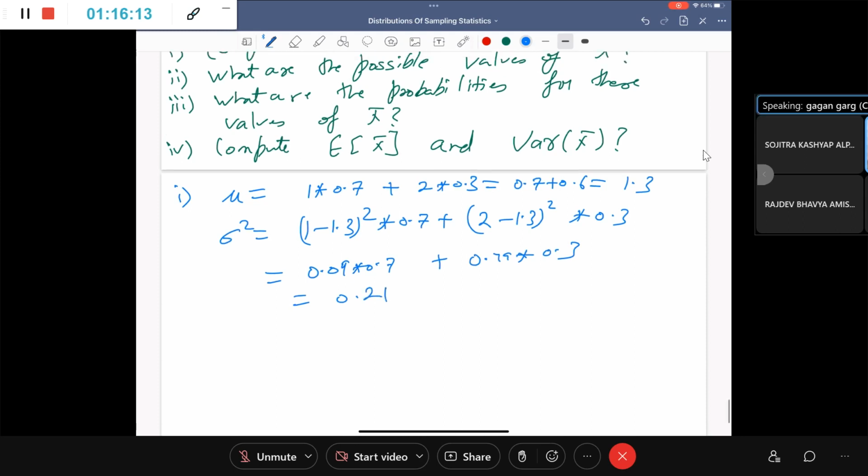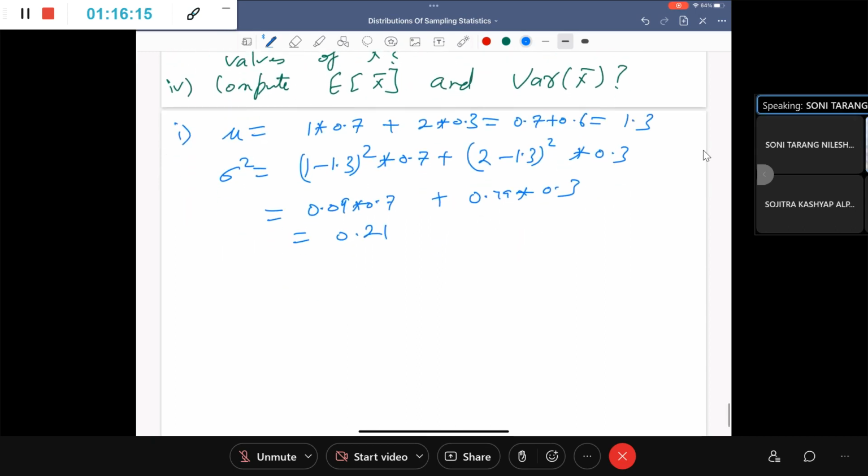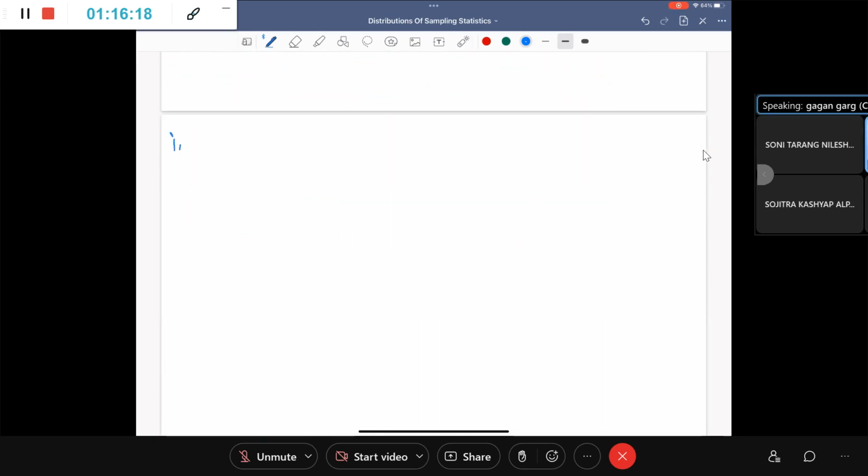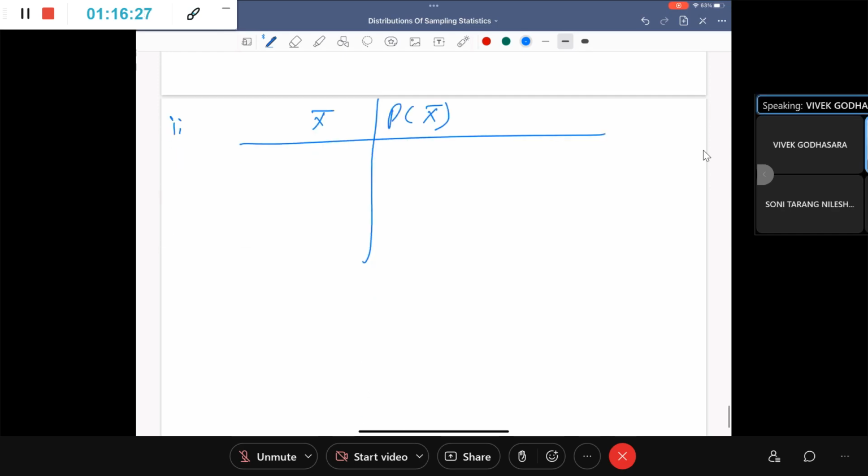Now, what are the possible values of x bar? So what are the possible values that x bar can take? And what are their probabilities? 1, 1.5 and 2. Yeah, so the possible values of x bar are the same as before. It can be 1 if both are 1, it can be 1.5, it can be 2. What is the probability that x bar is equal to 1? When will x bar be equal to 1?